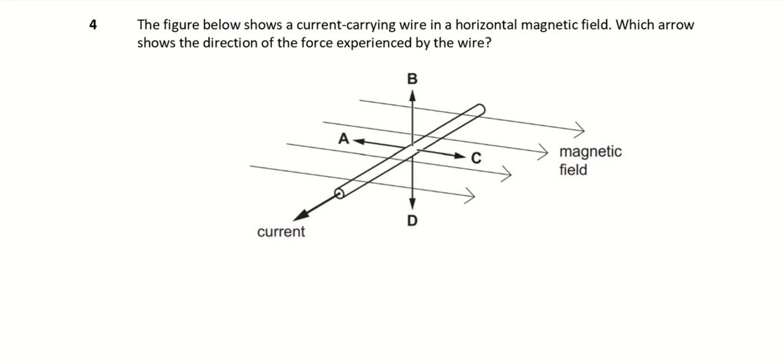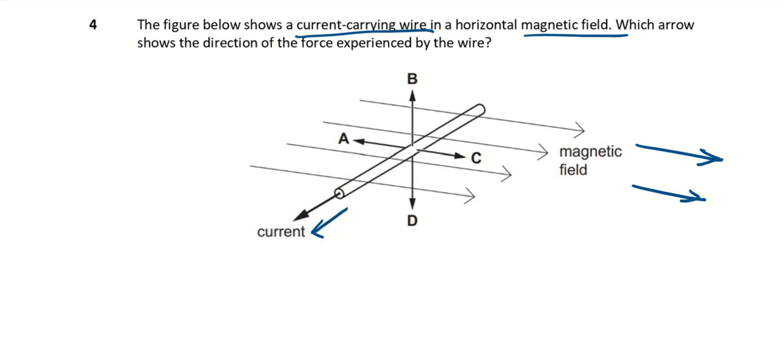So the question that you need to do is question 4, MCQ. The figure below shows a current carrying wire. That means the wire has current flowing in it, and it is placed in a magnetic field. The magnetic field is going in this direction, and the current is coming out this way.